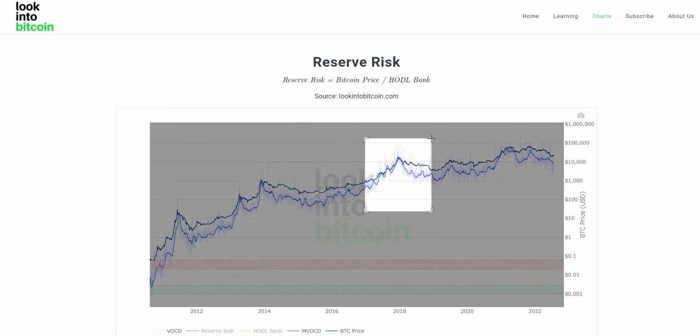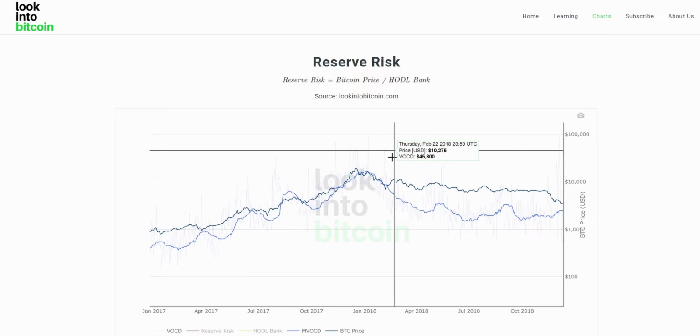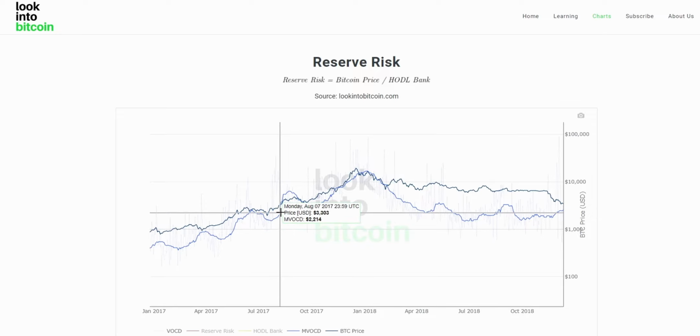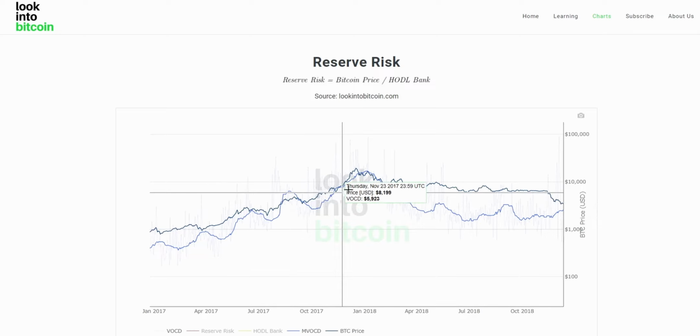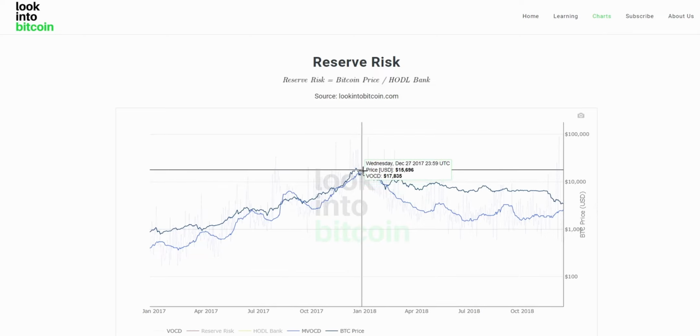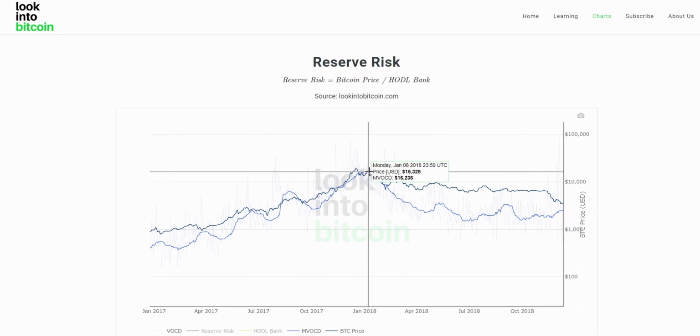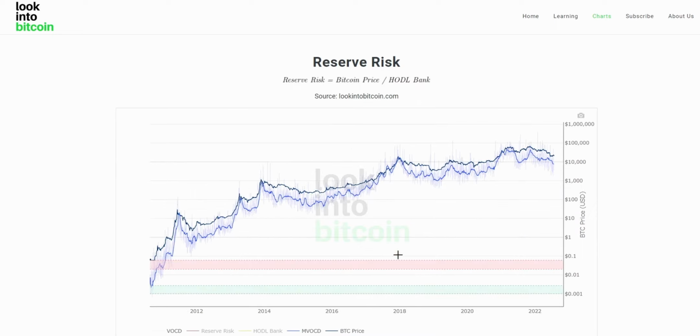So again, if we just zoom in back here to the 2017 peak, we can see that periods where this moving average line has surpassed price have usually indicated that price may be over-exuberant and topping out, as these tend to indicate that a lot of Bitcoin that hasn't moved in a substantial period of time is now beginning to be transferred, potentially to be sold.